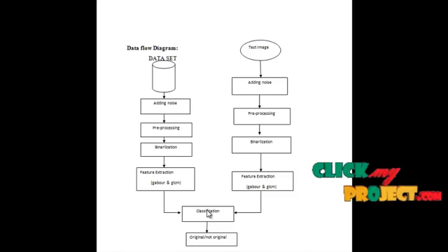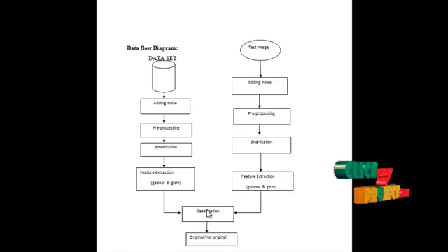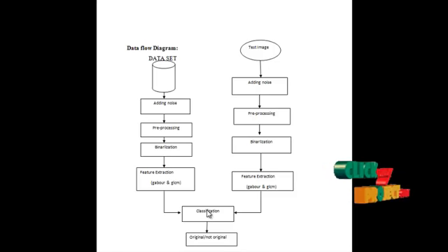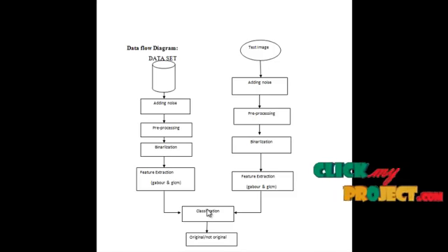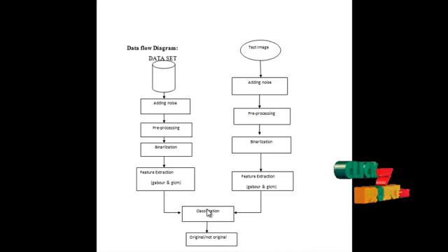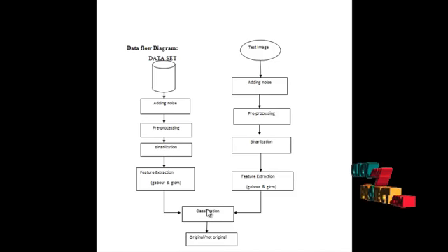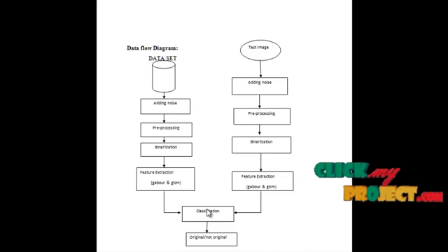An object is classified by a majority vote of its neighbors, with the object being assigned to the class most common among its k nearest neighbors. If k equals 1, then the object is simply assigned to the class of that single nearest neighbor. In KNN regression, the output is the property value for the object. This value is the average of the values of its k nearest neighbors.